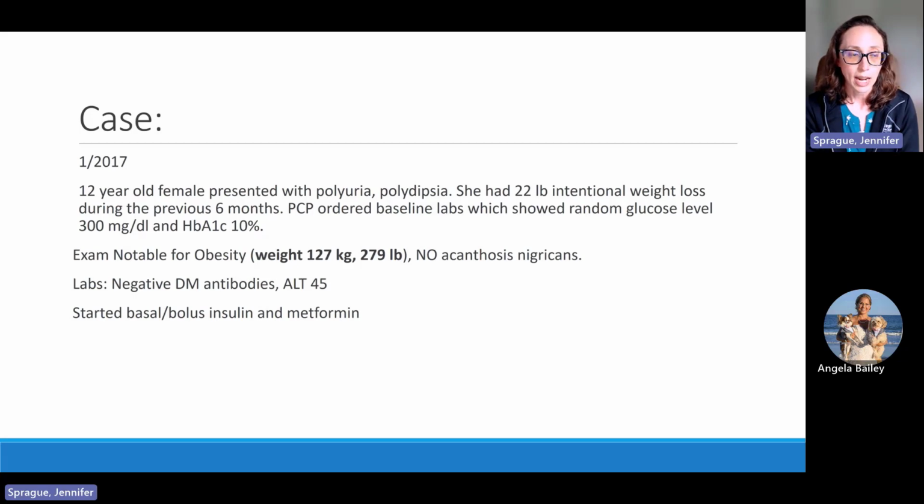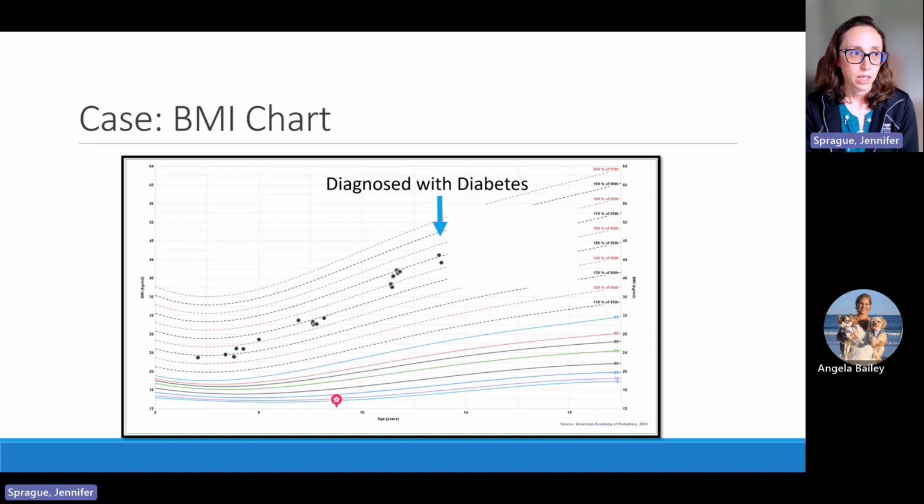Additional labs showed negative diabetes antibodies, an elevated ALT level, and she got started on basal bolus insulin as well as metformin. This is her BMI chart at the time that she was diagnosed with diabetes. Her BMI was a little bit above 40 at the time of diagnosis.